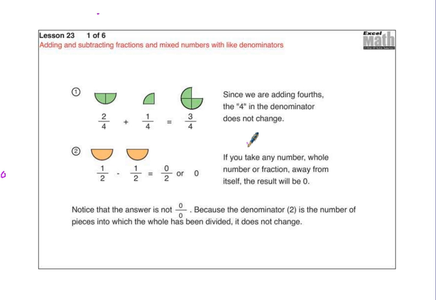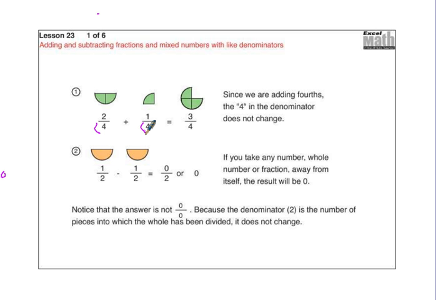All right, here we go with 5th grade Excel, lesson 23, adding and subtracting fractions and mixed numbers with like denominators. All right, so we're adding fractions, we're subtracting fractions, we're adding mixed numbers, we're subtracting mixed numbers. But all of these have denominators that are the same. The denominator, remember, is the bottom number in a fraction. So let's take a look at number 1 to see what we're doing here.